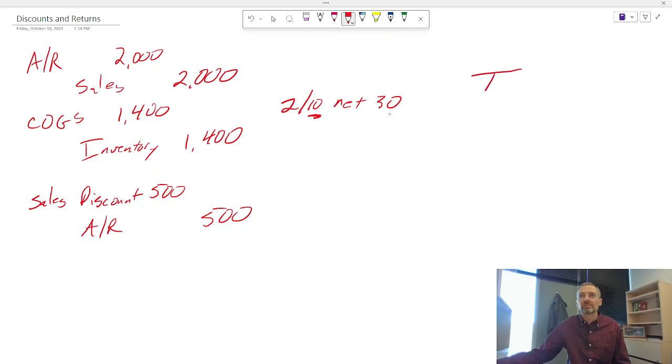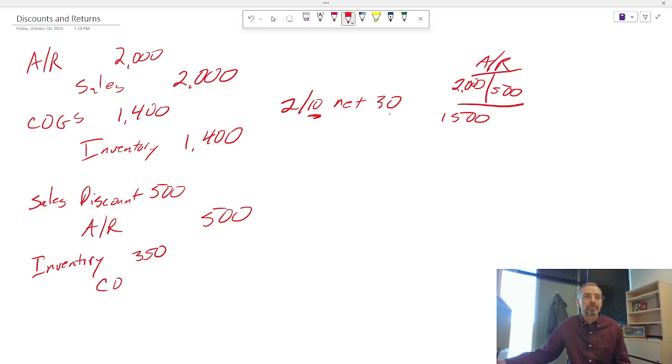So let's go make sure we track the accounts receivable. We had $2,000 in it. We took $500 off. They owe us $1,500. All right, and then whenever we return something, we also have to reverse out the inventory. Again, this is assuming that we can reuse the inventory. All right, so at this point, the customer owes us $1,500, and they now pay us what they owe us.